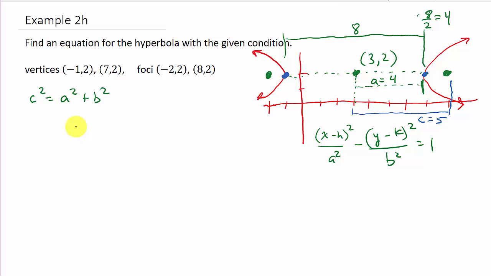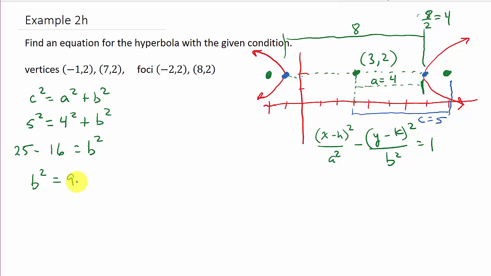And let me say this, after we get the equation, I'm going to write down the equation of the asymptotes also. All right, so I've got c squared. Well, c is 5, so that's 5 squared equals a squared. Well, a is 4, so that's 4 squared plus b squared. So b squared is equal to 5 squared, which is 25, minus, I moved the 4 squared over, 4 squared is 16. And so I get b squared is equal to 9.